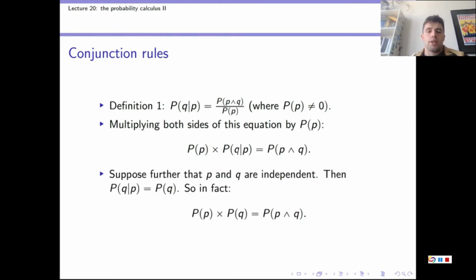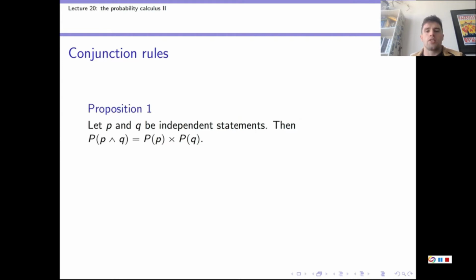Now we suppose that P and Q are independent. By definition, that means P(Q given P) is just P(Q). Substituting P(Q) in for P(Q given P) in that expression, we've proved the following rule. Proposition 1, which says that P(P and Q) equals P(P) times P(Q) for independent statements P and Q. I've also just swapped the left and right hand sides here, so the thing we're deriving is the thing on the left, the probability of the conjunction. And this is our special conjunction rule.